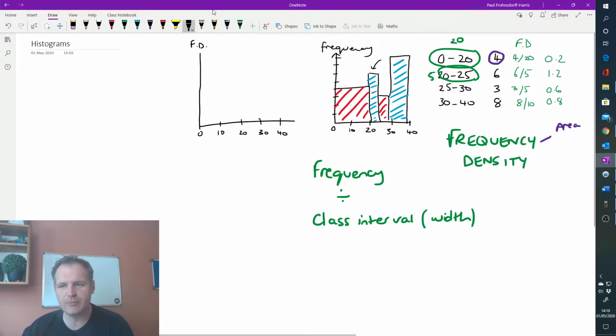So we've got these new numbers, 0.2. So we look at all the numbers and it goes up to 1.2. So 0.2, 0.4, 0.6, 0.8, 1, 1.2. I work out that scale based on the numbers that I'm going to need.